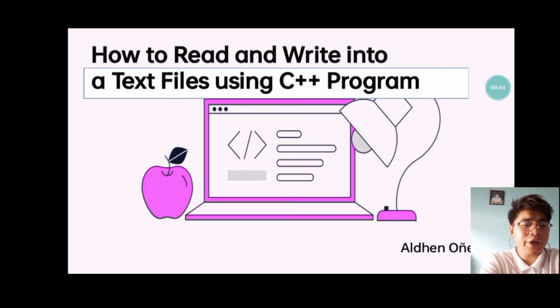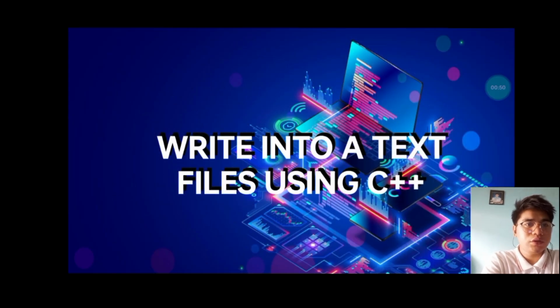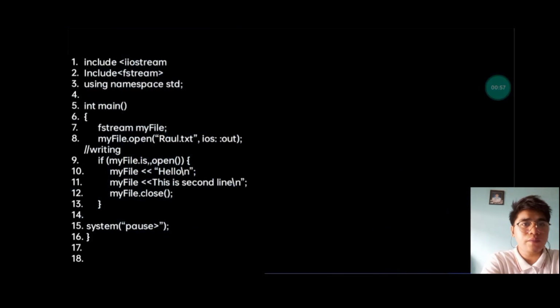So before we start, take note that the fstream, or the file stream, is used to create files and to write data to files. So, write into a text file using a C++ program. Well, the first step that we need to do is to include a library that is going to help us to work with files, and that library is called fstream.